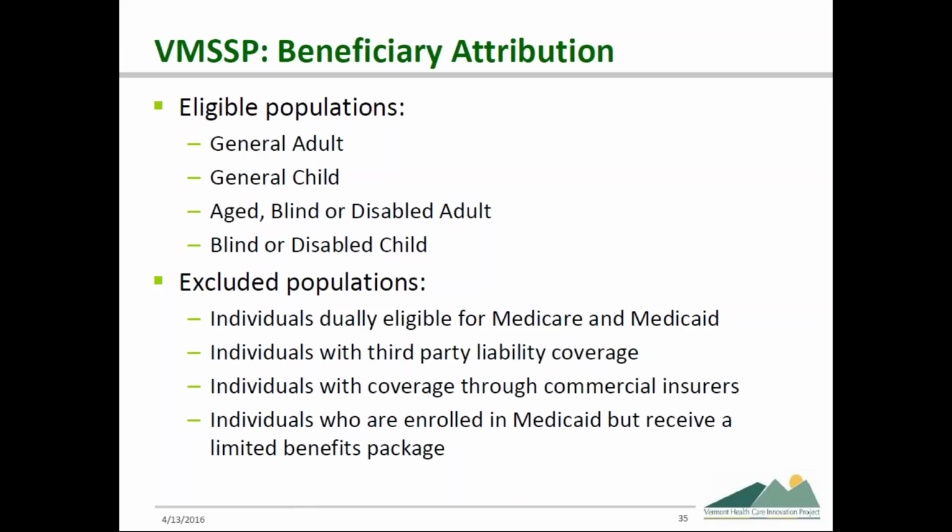There are also a number of excluded populations. Beneficiaries are considered ineligible for attribution if they are dually enrolled in Medicaid and Medicare, have any commercial or third-party coverage, or are enrolled in Medicaid but receive a limited benefits package. For example, if they only receive pharmacy benefits from Medicaid, they're not eligible for attribution to the Medicaid Shared Savings Program. We also exclude from attribution any beneficiaries who have had fewer than 10 months of Medicaid eligibility in the program year.